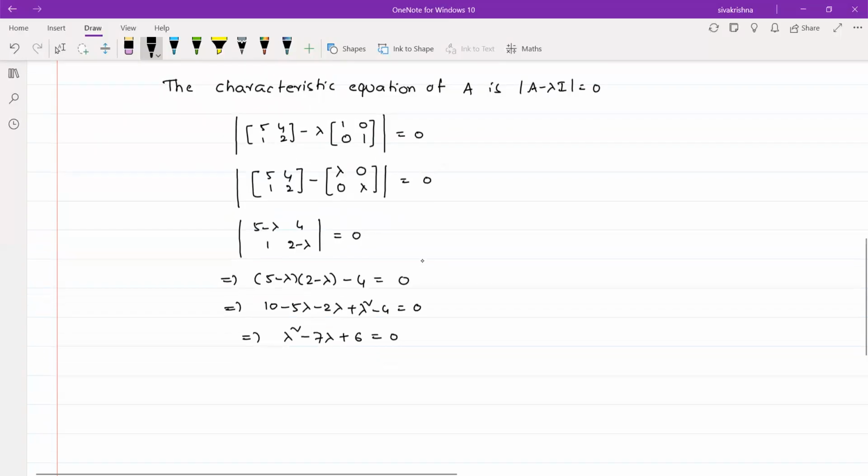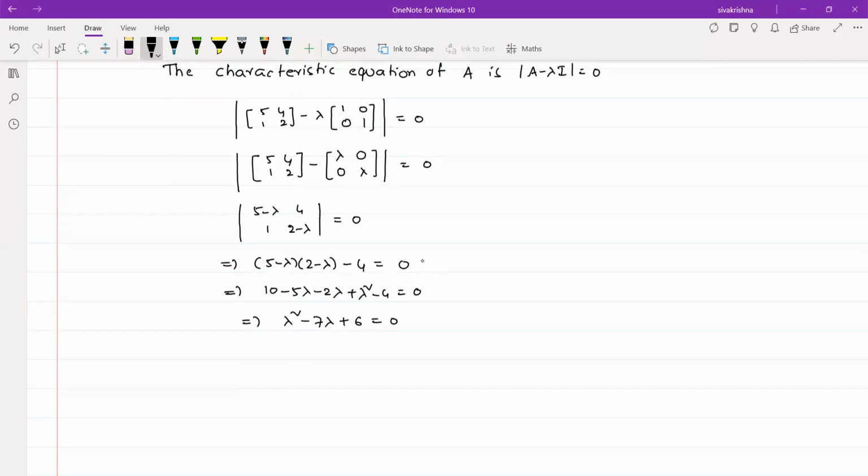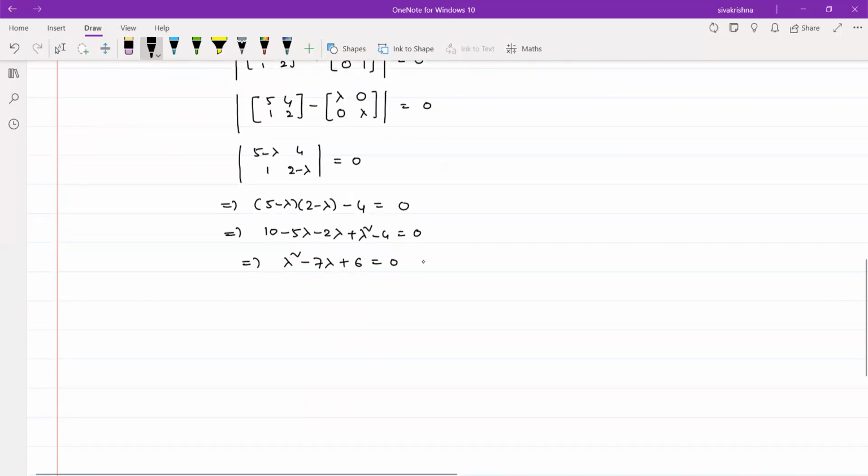Since this is a quadratic equation, we can find the factors of it. We can write this as lambda square minus 1 lambda minus 6 lambda. It means when we multiply two numbers, we get 6, and when we add two numbers, we get minus 7. Those two numbers are minus 1 and minus 6. When we multiply minus 1 into minus 6, we get 6, and if we add minus 1 and minus 6, we get minus 7. So the factors are minus 1 and minus 6, plus 6 is equal to 0.